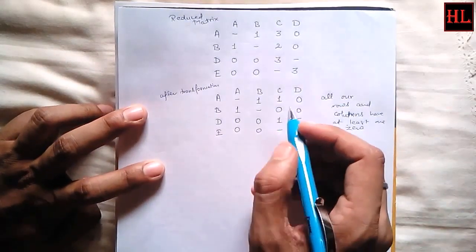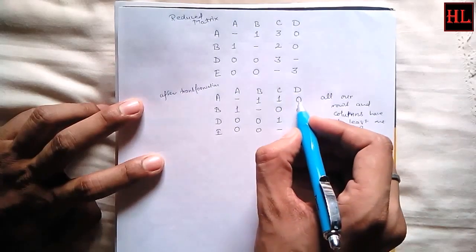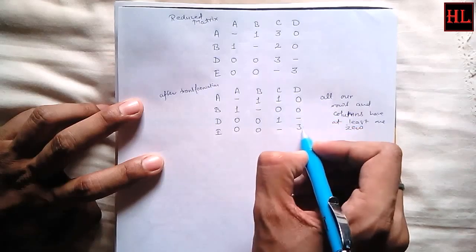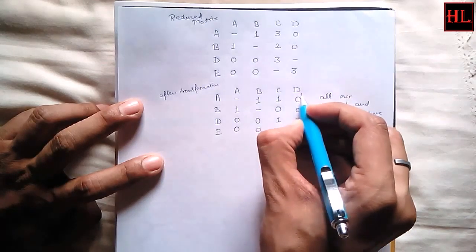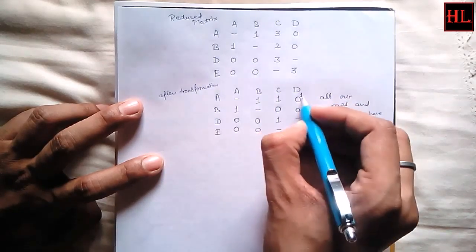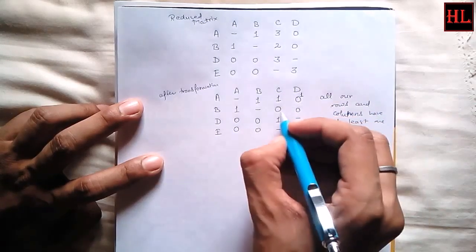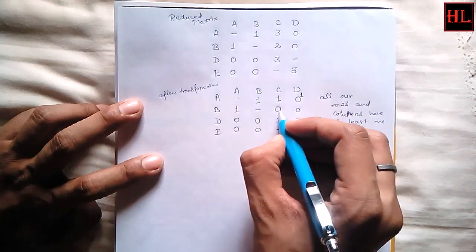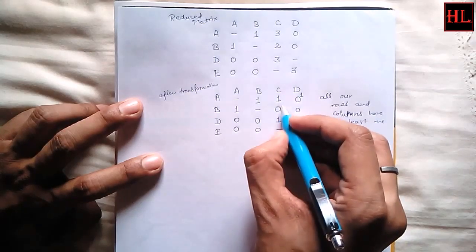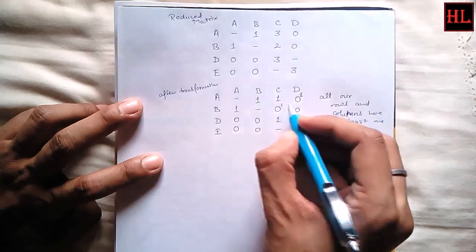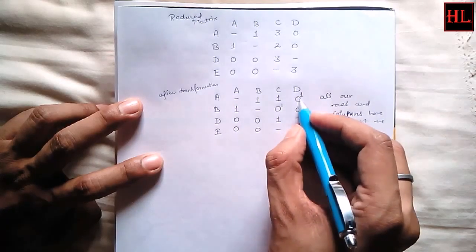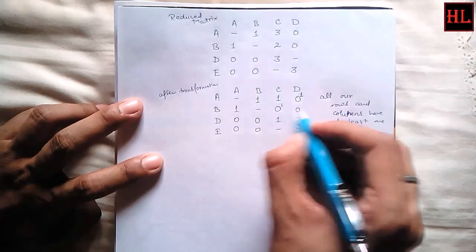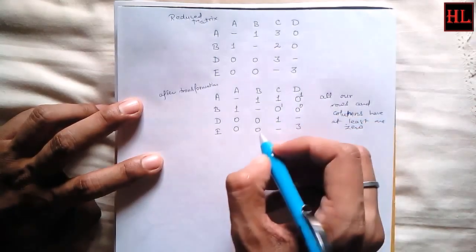For calculating the penalties, you can see that for this 0, the minimum element in its row is 1 and the minimum element in its column is 0. So 0 plus 1 will be 1. So 1 is the penalty associated with this 0. For this 0, the minimum element in its row is 0 and the minimum element in its column is 1. So 0 plus 1 is 1. For this 0, the minimum element in its column is 0 and the minimum element in its row is 0. So 0 plus 0 will be equal to 0.